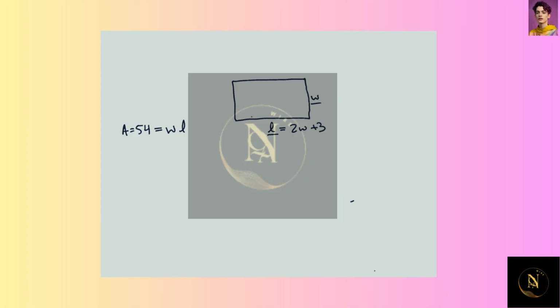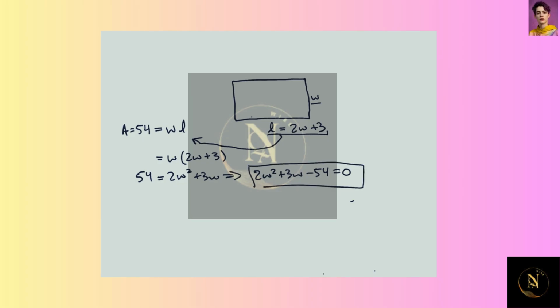So we can take this equation for L in terms of W and substitute it into this relationship for the area. That's going to give us that the area is equal to W times (2W plus 3), or 2W squared plus 3W. Now we can rearrange terms since we know that this is equal to 54. And this gives us a quadratic equation, 2W squared plus 3W minus 54 equal to 0. If we solve this equation, then we'll know what the width W is, and then given the width W, we'll be able to say what the length L is. So we can solve it with the quadratic equation.